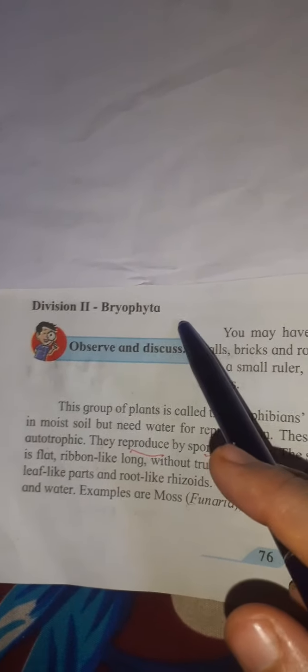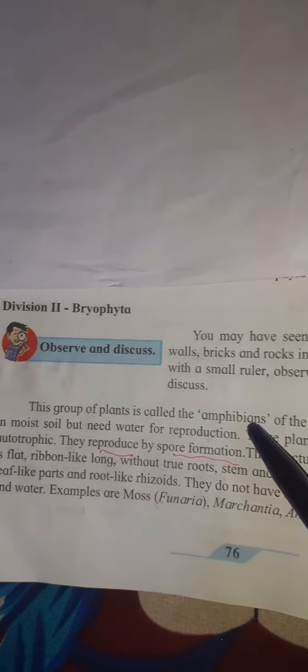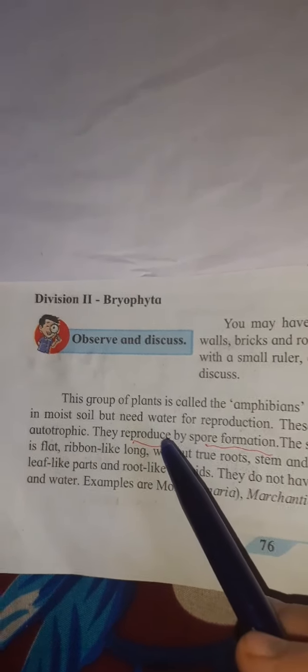The second division of subkingdom cryptogams is Bryophyta. Bryophyta again contains plants which can grow in water, and they also need soil for it. So this group of plants which belong to division Bryophyta are called amphibian plants. Why? Because they grow in moist soil.